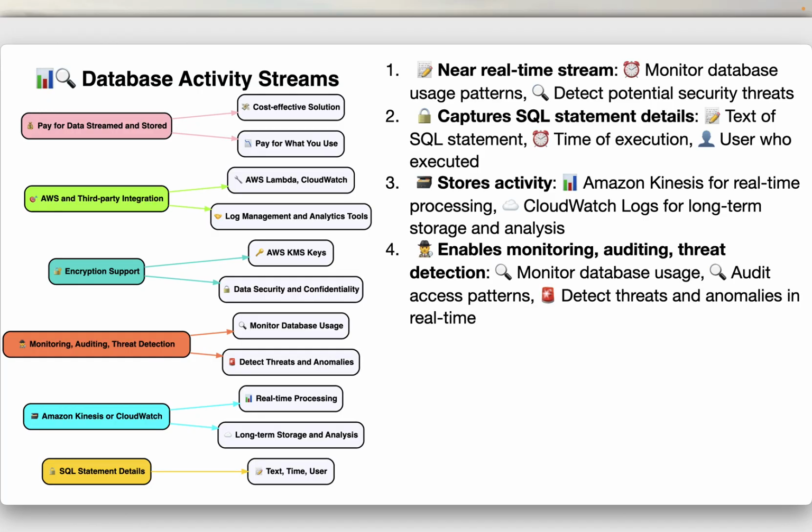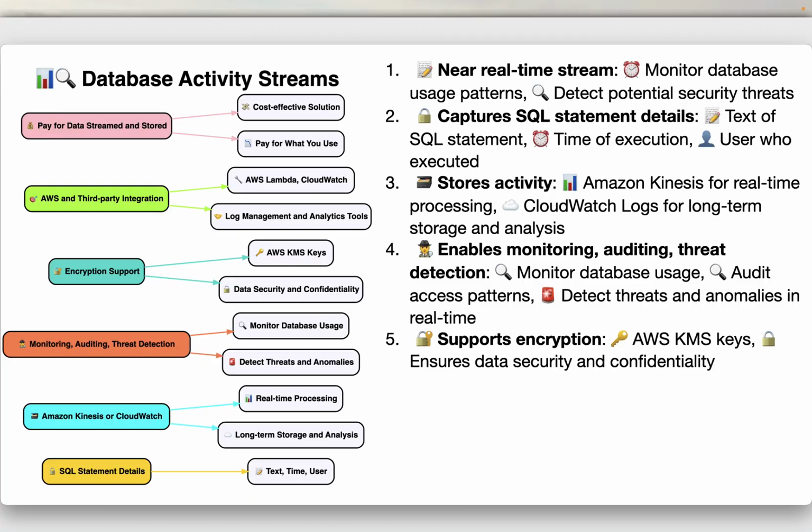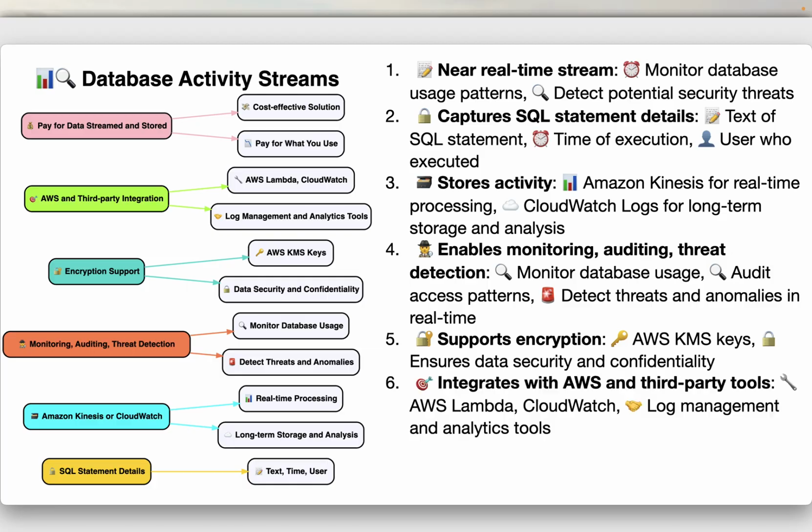Fourth, enables monitoring, auditing, and threat detection. So by analyzing the database activity streams, you can monitor database usage, audit access patterns, and detect potential security threats or anomalies in real time. Fifth, supports encryption for data security. Database activity streams support encryption of the captured data using KMS, ensuring security and confidentiality of your database activity information.